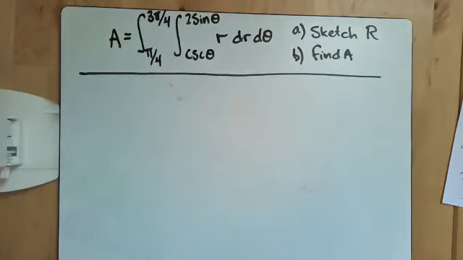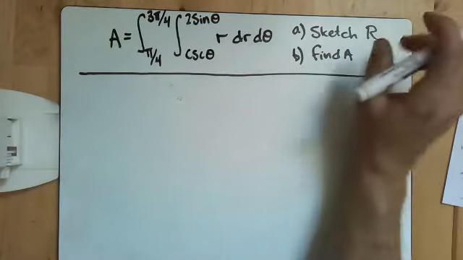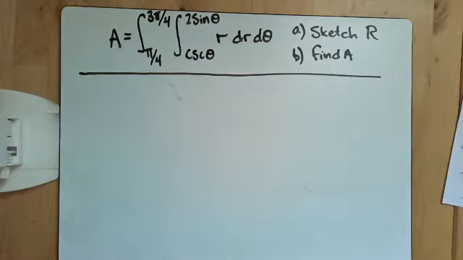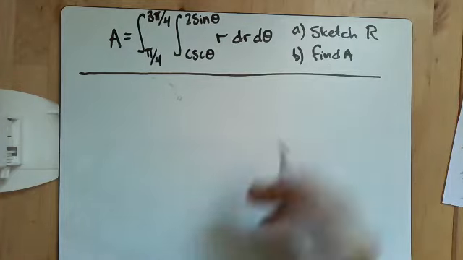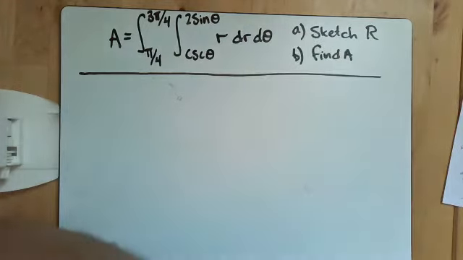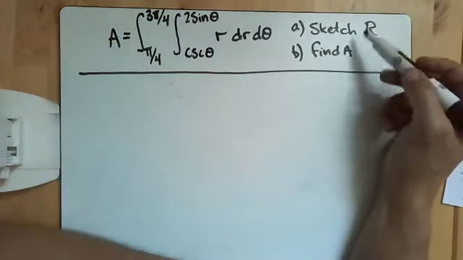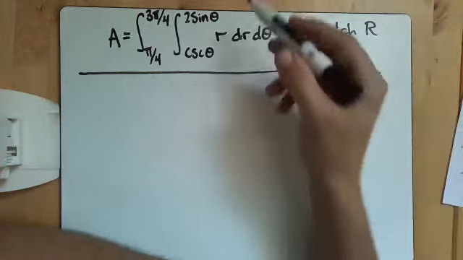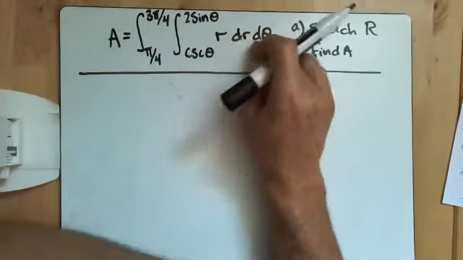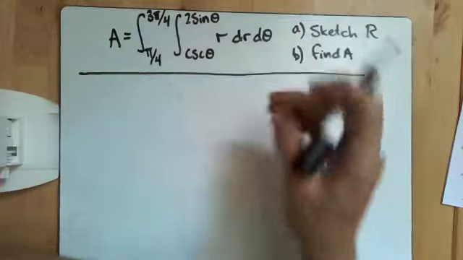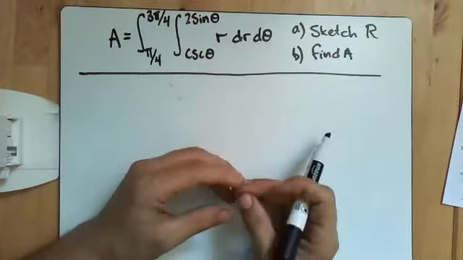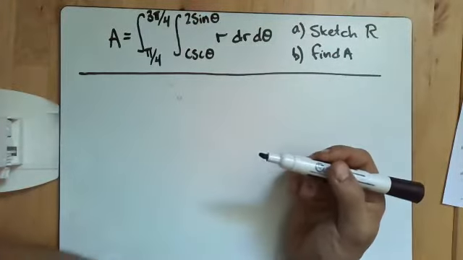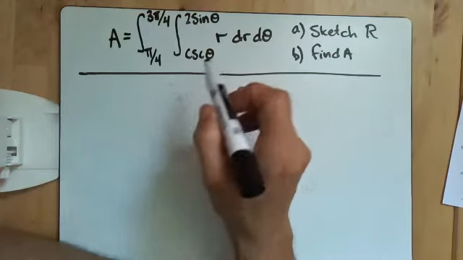All right, so this is the warm-up problem. We have this double integral, and we're asked to sketch R, where R is this region that we're integrating over, and then find A. So we notice that we're integrating dA, so whatever region we're integrating over, this is going to be the area of that region. All right, so let's look at it.